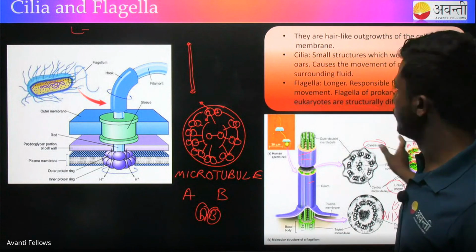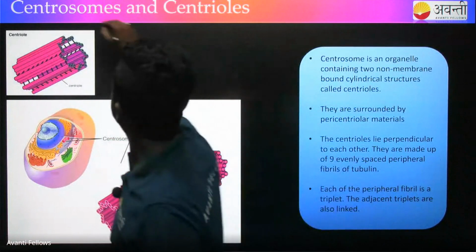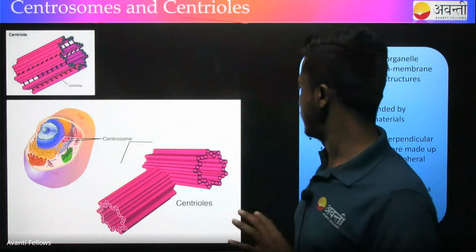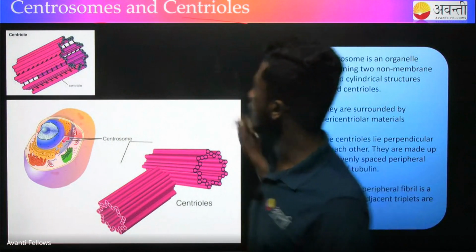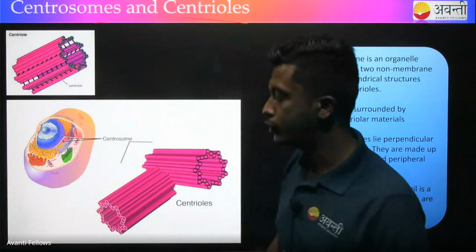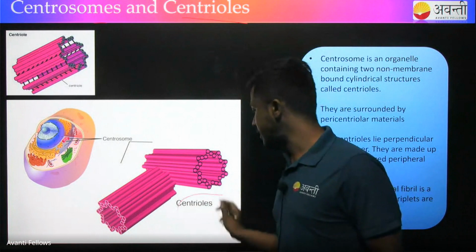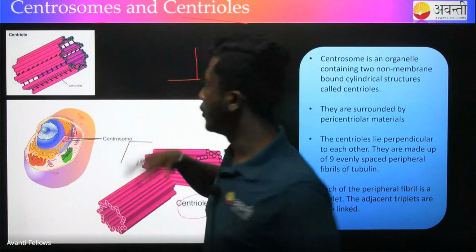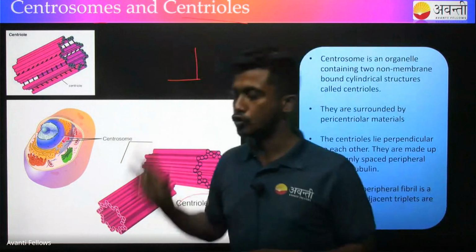Now, coming to the next cell organelle, which is centrosomes and centrioles. A very nice organelle to understand and see its functions. What you can see is that the centrosome is a combination of two basic structures, called centrioles. The centrioles are arranged perpendicular to each other, and together they form the centrosome.